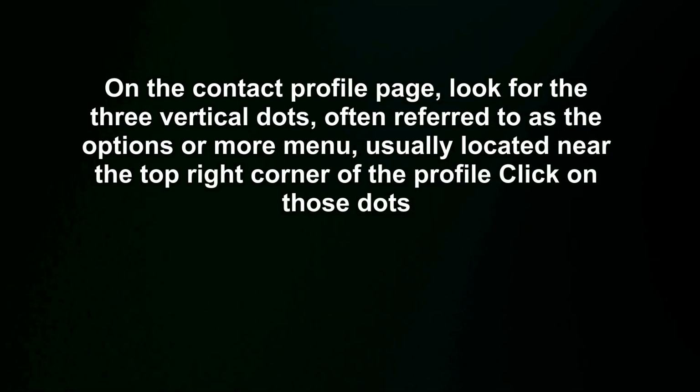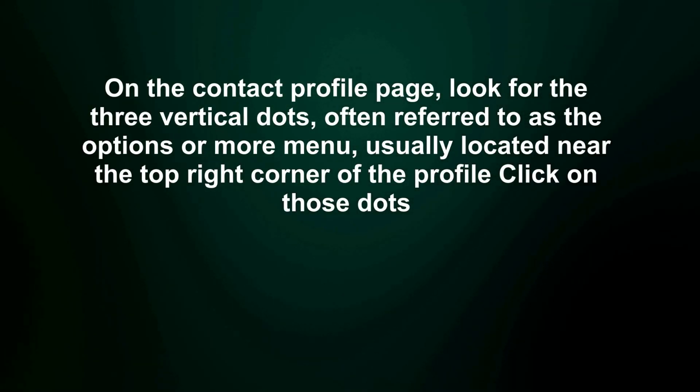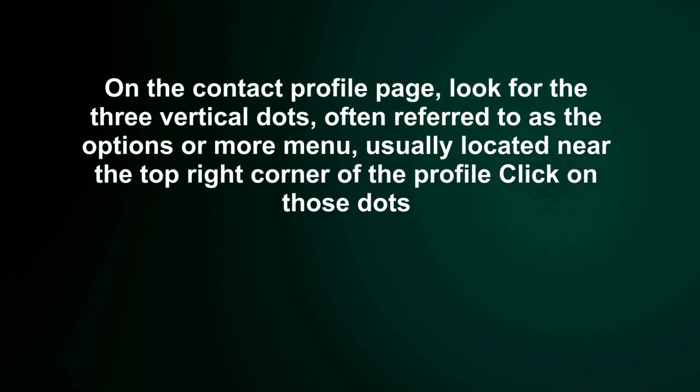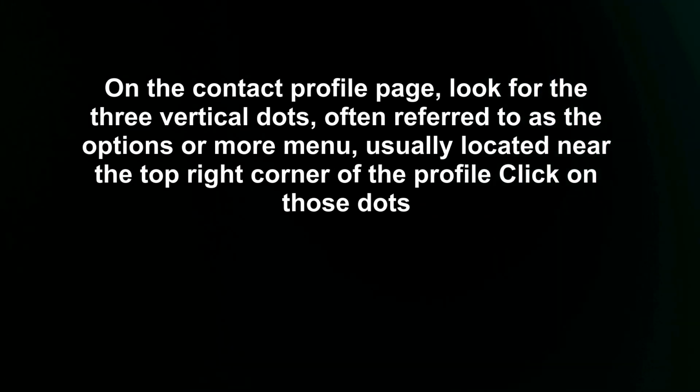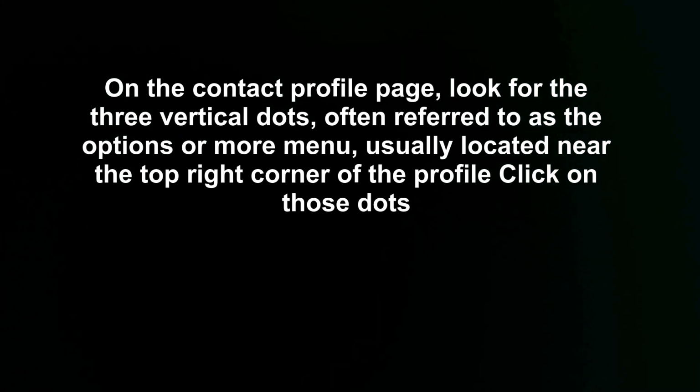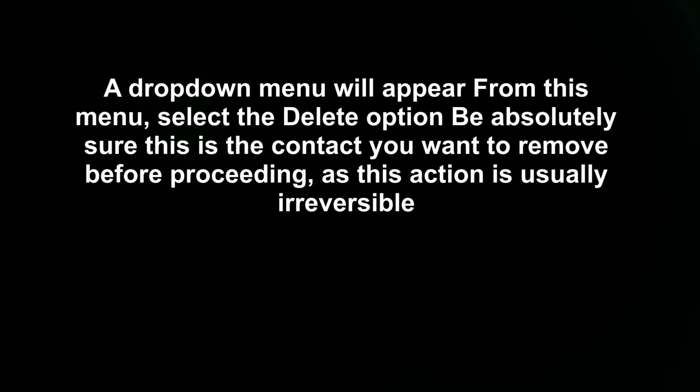On the contact profile page, look for the 3 vertical dots, often referred to as the Options or More menu, usually located near the top right corner of the profile. Click on those dots. A drop-down menu will appear.